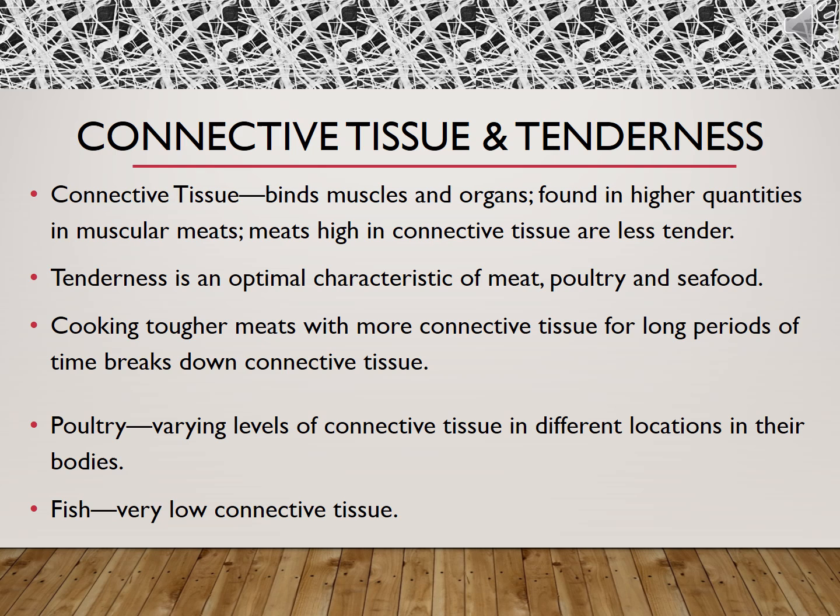Poultry, there are two main types of poultry, which we'll go over shortly. Poultry has varying levels of connective tissue in different locations of their bodies. The areas that are more used or more muscular are going to have more connective tissue. The areas that are less used or less muscular will have less connective tissue. And generally fish have very low connective tissue, and so when we cook fish, we're generally going to be cooking fish at high temperatures for a very short amount of time, because a short amount of cooking is what is appropriate for animals that have low connective tissue.